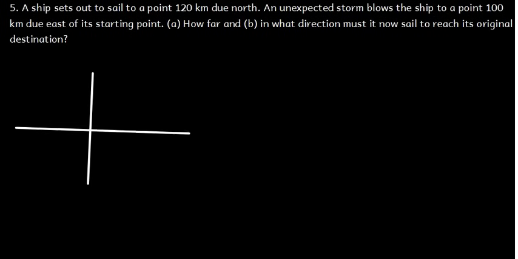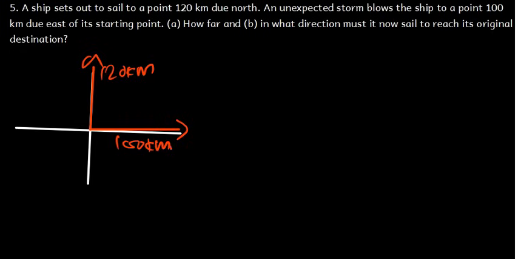So we have the XY plane. This ship is starting from here going toward north. So this is going to be our direction from the origin going this direction. They are saying that in this direction, this is going to be 120 kilometers. Then starting from the origin again, going toward the east. So this is 100 kilometers. Now they want us to find the direction and the magnitude.